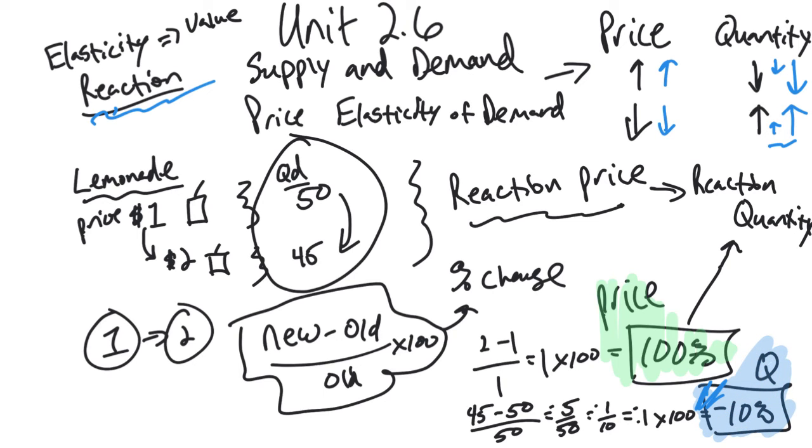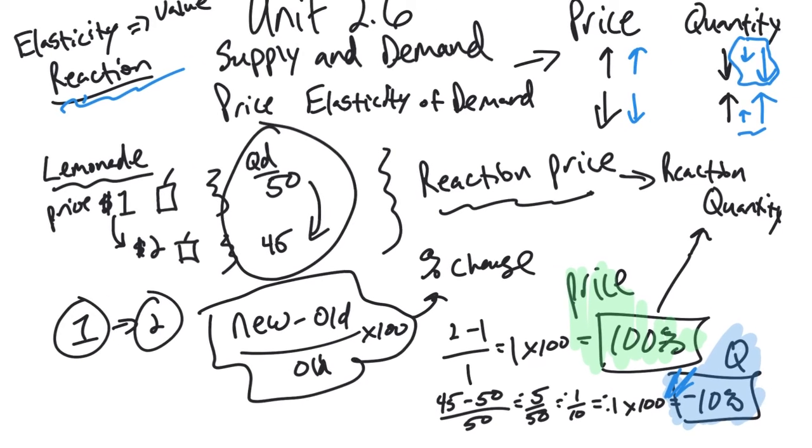So we can compare those two changes and see, did we have a big reaction or a small reaction? Remember, going back originally, this is what we were looking at: did we have a big reaction or a small reaction? And we compare those reactions to the price changes, and that tells us whether something is elastic or not.